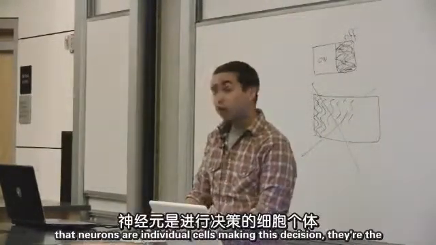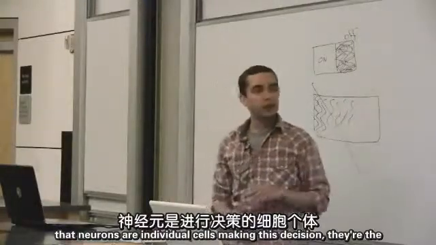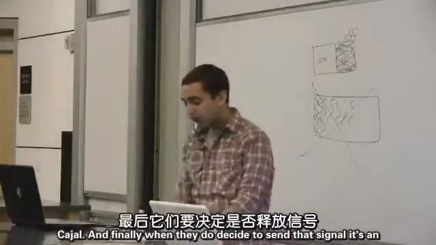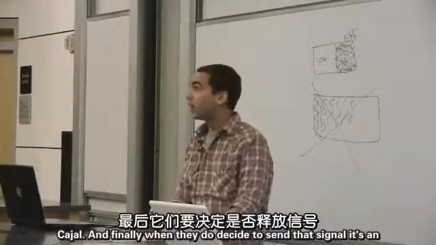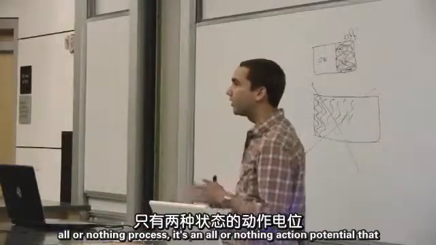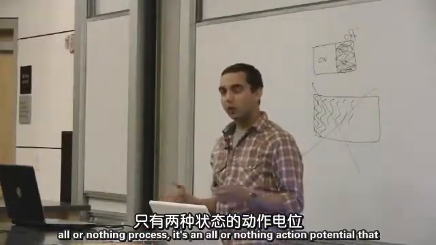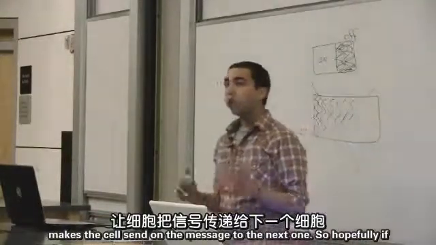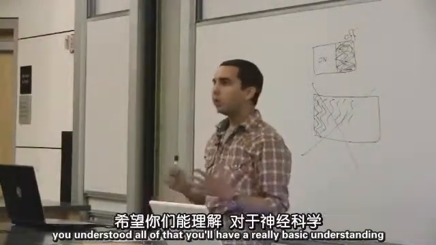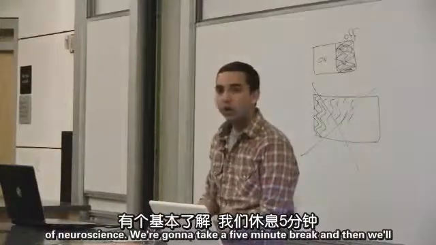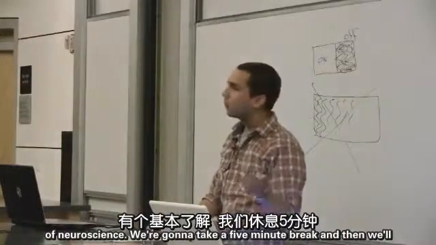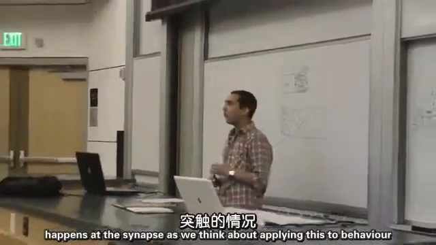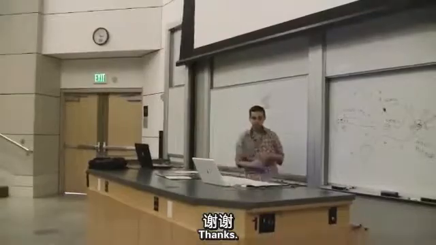You also learned that neurons are individual cells making this decision. They're the functional unit of the nervous system, as we learned from Ramon y Cajal. And finally, when they do decide to send that signal, it's an all or nothing process. It's an all or nothing action potential that makes the cell send on the message to the next one. So hopefully, if you understood all of that, you have a really basic understanding of neuroscience. We're going to take a 5-minute break, and then we'll move on to Anthony's lecture, which will talk more about what actually happens at the synapse as we think about applying this to behavior. Thanks.